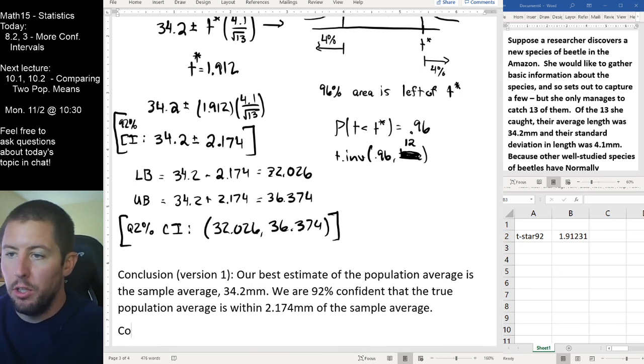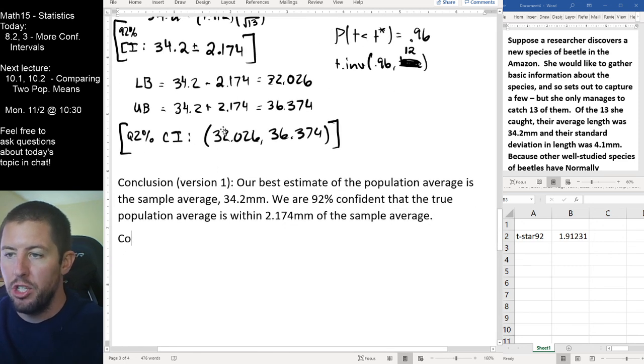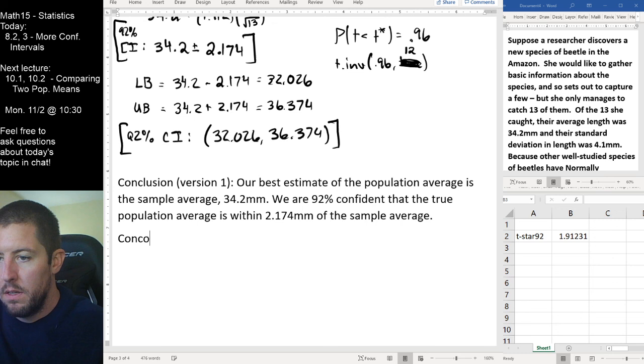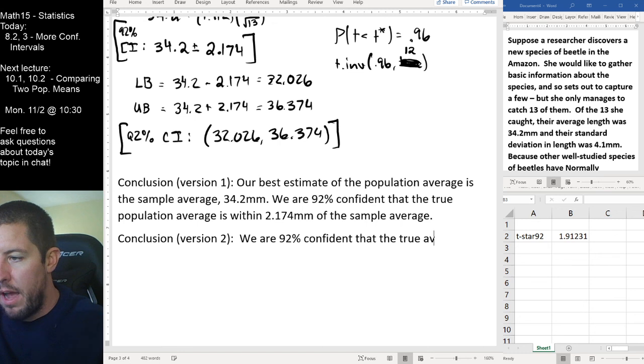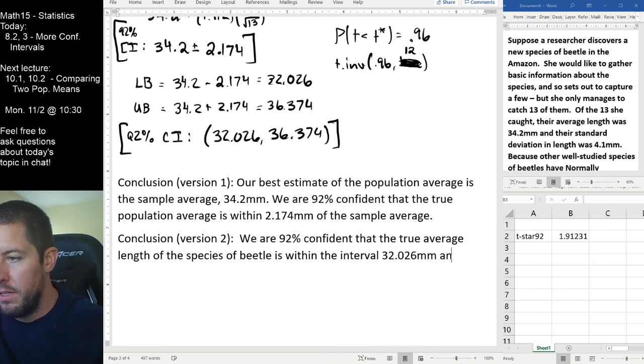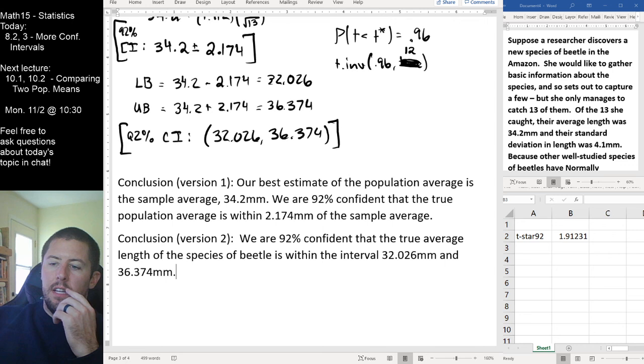Another way that we could state a conclusion based on the things that we've got is our version 2, which might go with our interval. We are 92% confident that the true average length of this species of beetle is within the interval 32.026 millimeters and 36.374 millimeters.